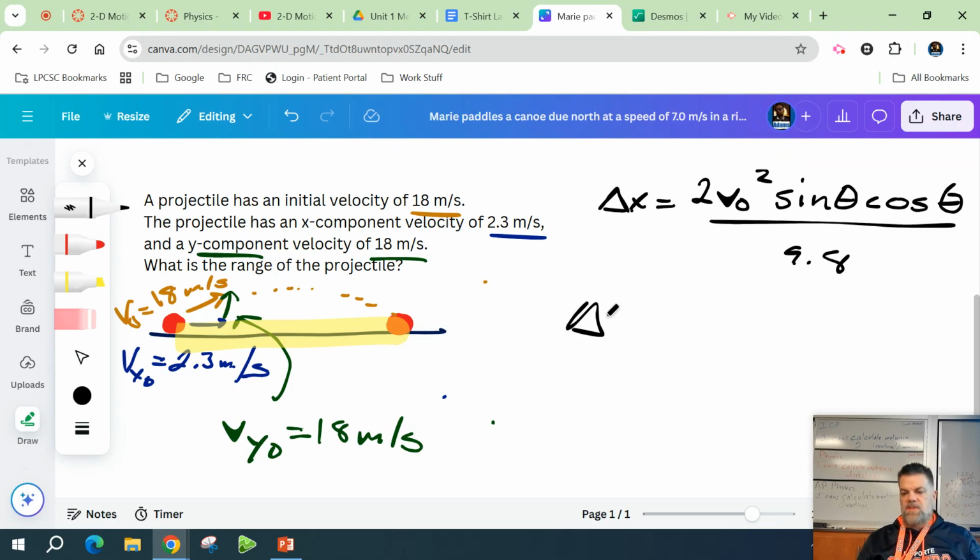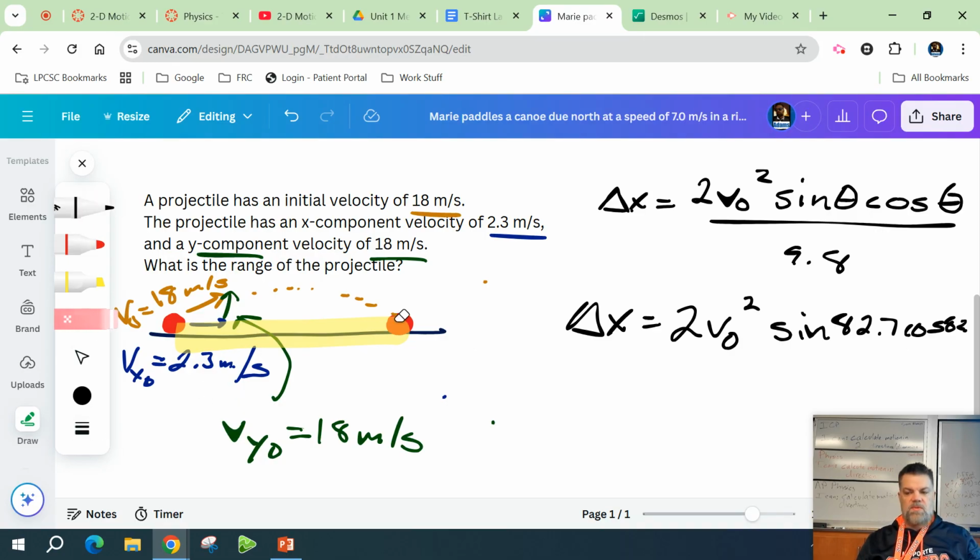All right, so now I go back up here, and I'm going to plug that in. I say delta x. You guys should be writing this down. The retake of the test will have this on there. Sine of 82.7 times cosine of 82.7. Ah, shoot, I ran out of space. We'll cram this in there a little better. I got a little carried away with the big writing.